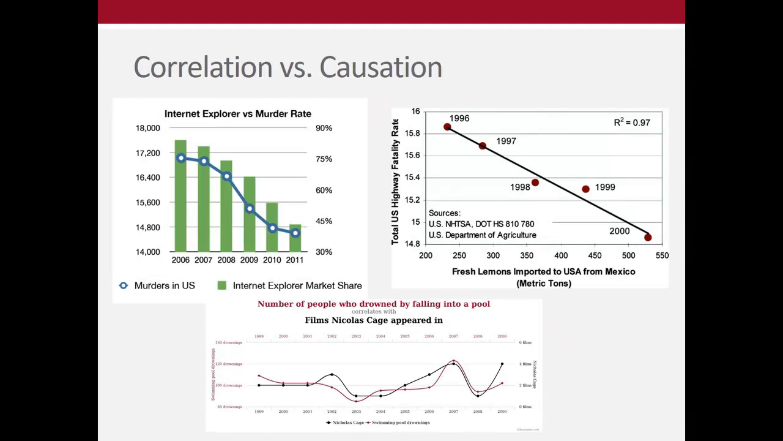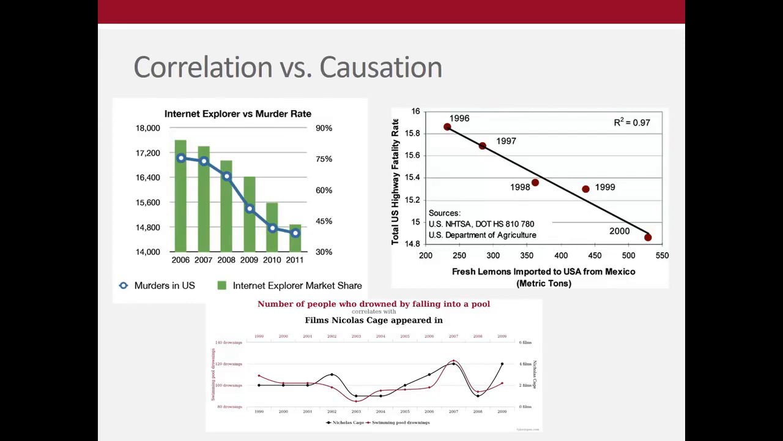It brings us to one of my favorite scientific philosophies of correlation versus causation. You've probably got your favorite spurious relationships, but let's walk through a few of mine. We've got Internet Explorer rate versus the murder rate, and we can see a pretty good correlation over the last, if my pointer will cooperate with me.